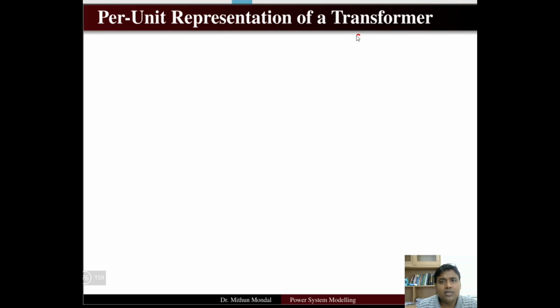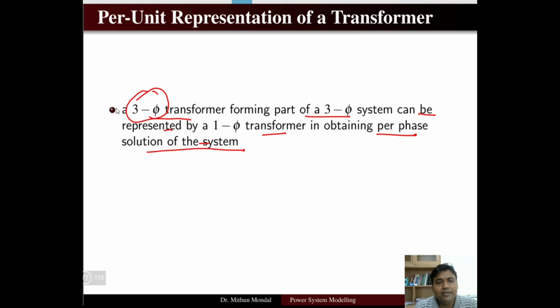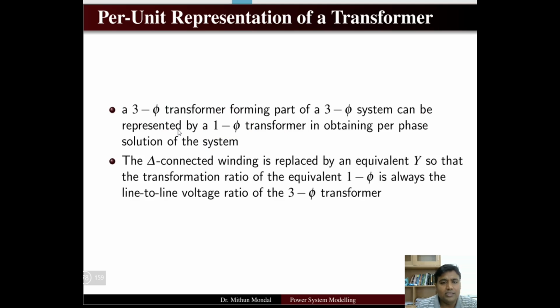Now since the transformer is changing the level of the voltage in the power system, it is important to see the per unit representation of a transformer. Now a three-phase transformer forming a part of a three-phase system can be represented by a single-phase transformer in obtaining the per-phase solution of the system. We know that in a power system, three-phase transformers are generally used. However, the single line diagram we do for single phase. So a three-phase transformer can be represented with an equivalent single-phase transformer.